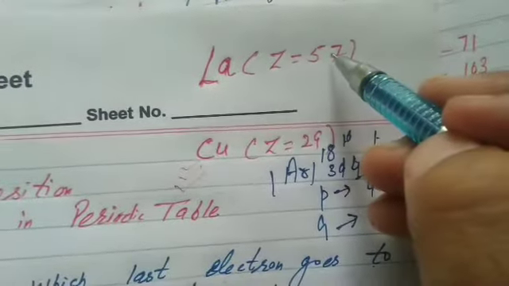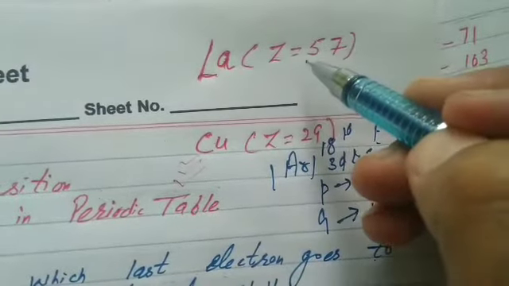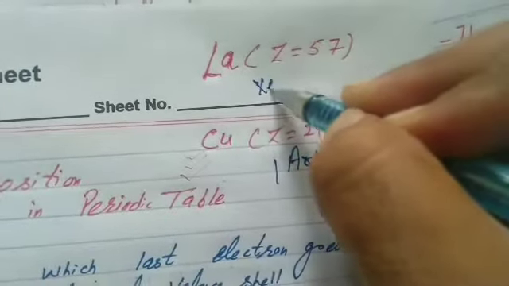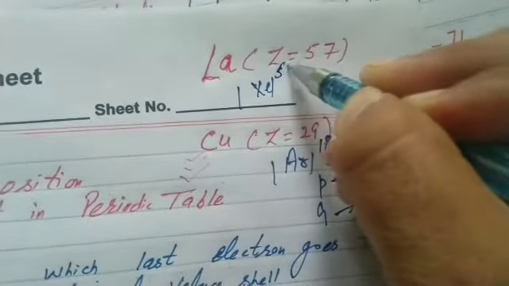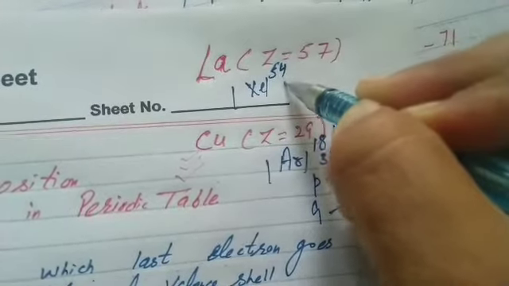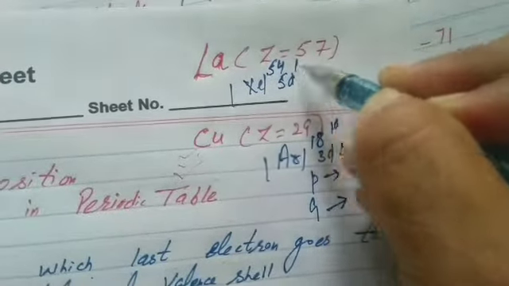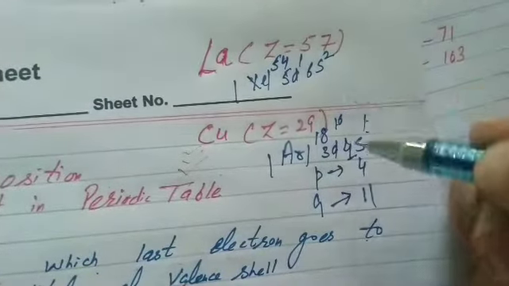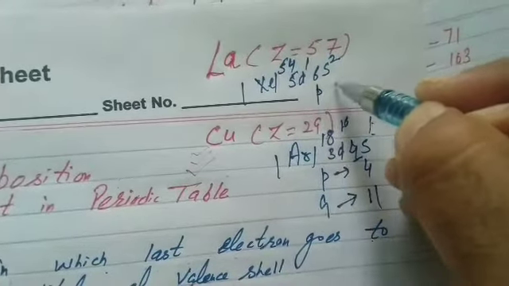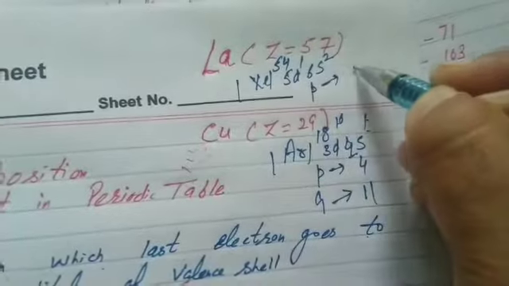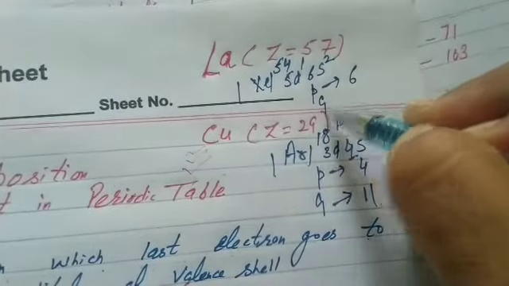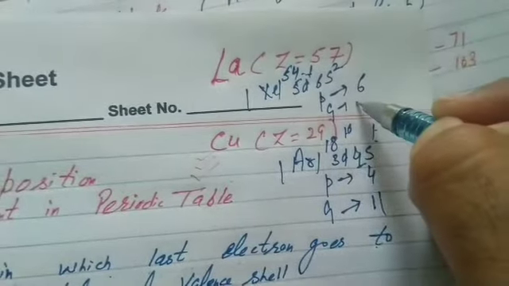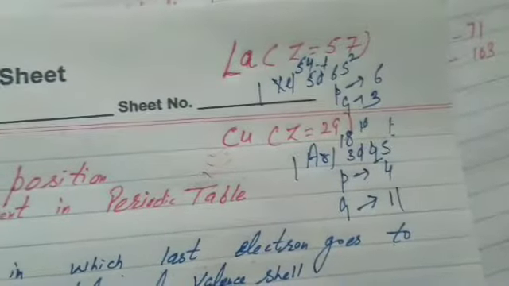Lanthanum. At first it was difficult to find period and group. Now within seconds we can answer. What is its configuration? Nearest noble gas is xenon. Students, it is a D block element. Xenon 54, 6s2 5d1. To which period does it belong? Valence shell is 6. To which group does it belong? Again it is D block. Number of D electrons plus valence S: 2 plus 1. It belongs to third group.